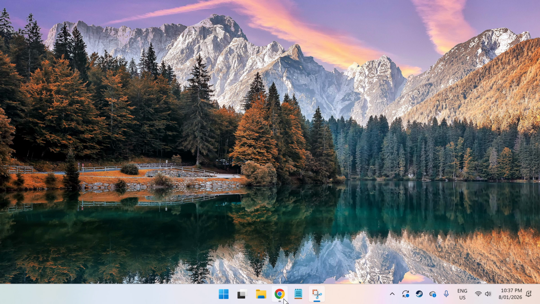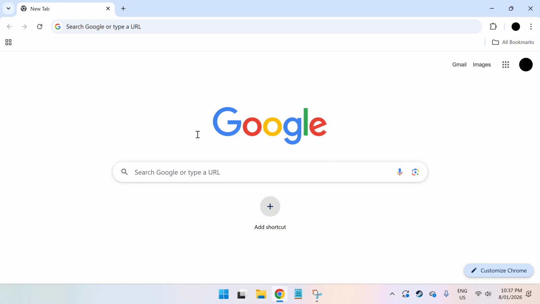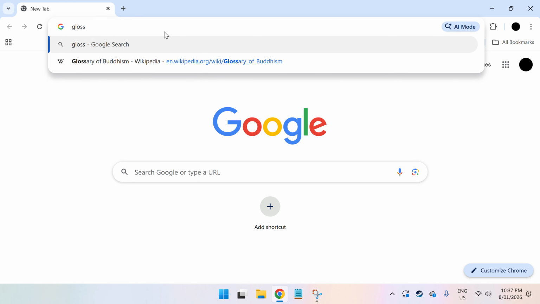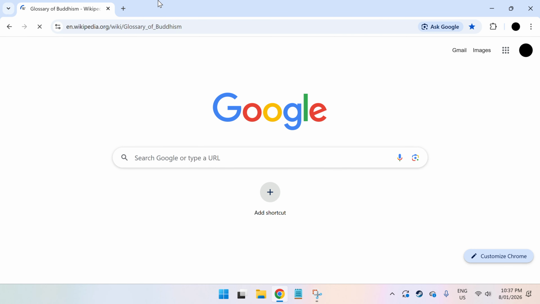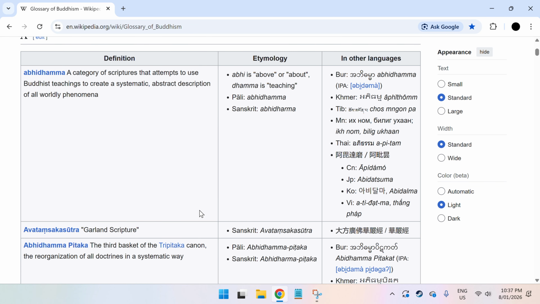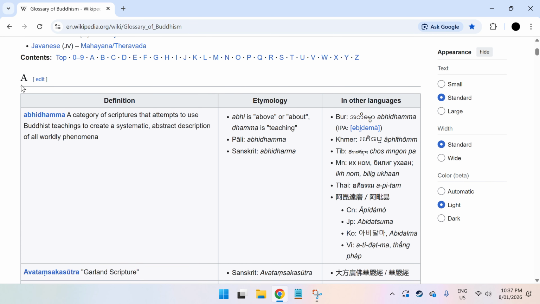Today I'll be looking at the Glossary of Buddhism. So I will navigate to the page. And if we scroll down to the A section, we see the word Abhidhamma.